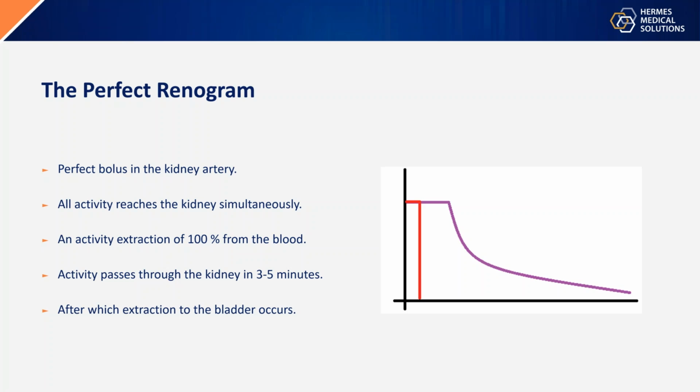The red curve, that would be our blood time activity curve, enters the kidney and then drops to zero as it is extracted. The kidney function has a plateau, which is these 3 to 5 minutes, since we have a complete uptake. And as those minutes have passed, the extraction phase begins and the curve decreases as we are extracting down to the bladder. So that's what we would like to have.